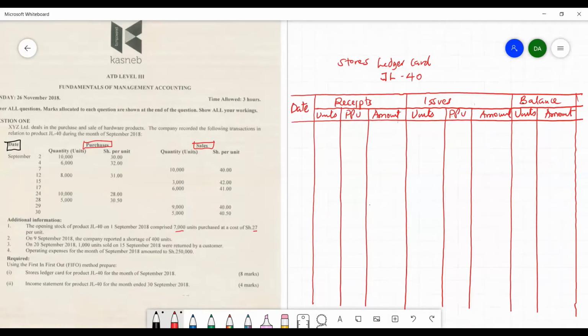So the stores ledger card has the date, a column for receipts, a column for issues, and then the balance. To answer the question, we will start with the opening balance. On 1st September 2018, the opening balance was 7,000 units, which were purchased at 27 per unit. We determine the total by multiplying 7,000 by 27, equal to 189,000. So on September 1st, the first entry is a balance of 7,000 units at 27, a total of 189,000.